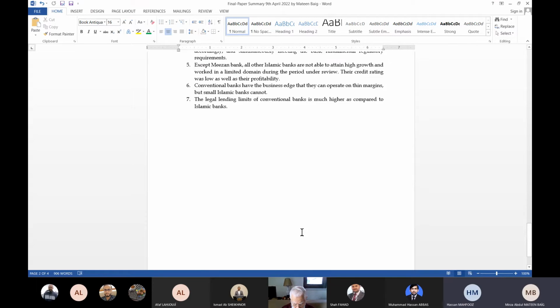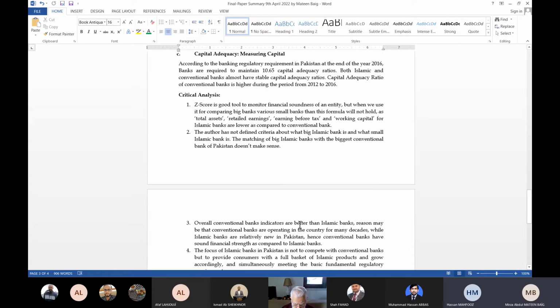Point number 3 is that overall conventional bank indicators are better than Islamic banks. The reason may be that conventional banks have been operating in the country for many decades, while Islamic banks are relatively new in the Pakistani financial market. Hence, conventional banks have sound financial strength as compared to Islamic banks. Allied Bank, HBL, Faisal Bank have been operating for many years as compared to the small Islamic banks or even the larger Islamic bank. So the comparison is not a true one, given the age of the banks.